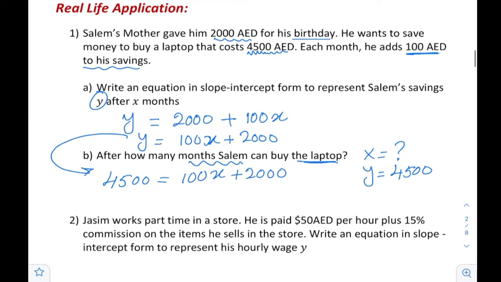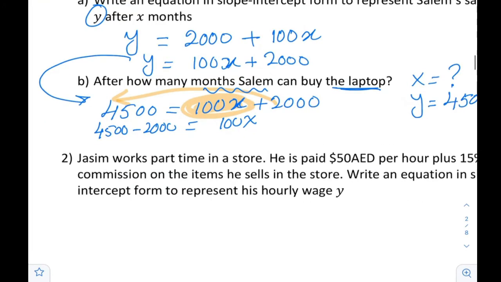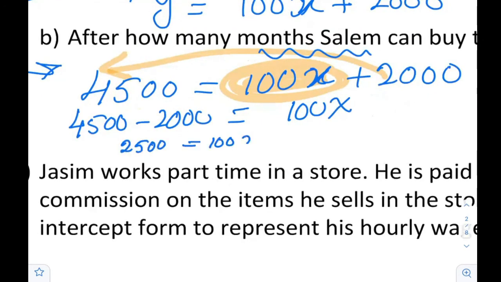Then I will take this away. I will solve for x, so I need x alone. I am solving now for x. So I'll take the 2,000 to the other side. 4,500 minus 2,000, which is 2,500, equals 100x. And then I can divide both sides by 100. Take 2 zeros away, so x is 25.